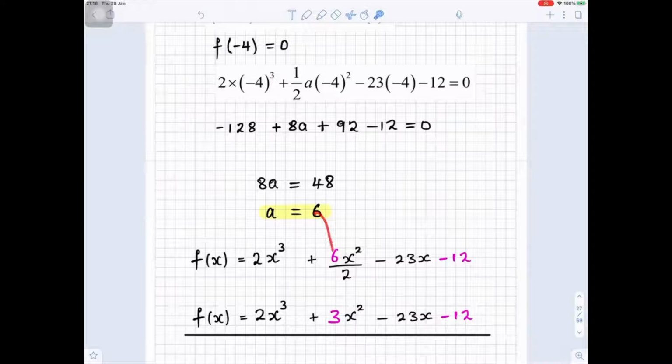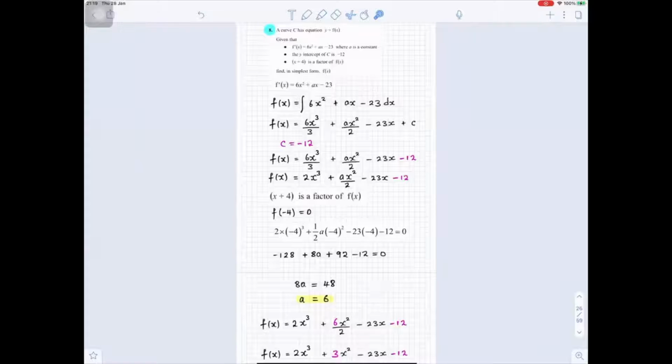Now you sub in a as 6. So your function f of x is 2x cubed. 6 divided by 2 is 3, 3x squared minus 23x minus 12. That's what f of x is. So that's your complete answer for question number 8.